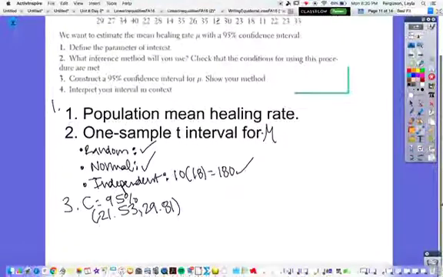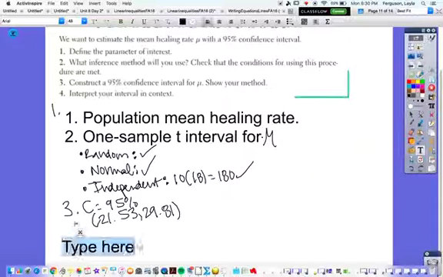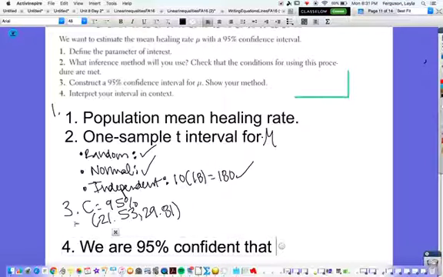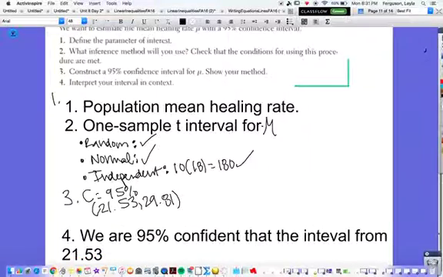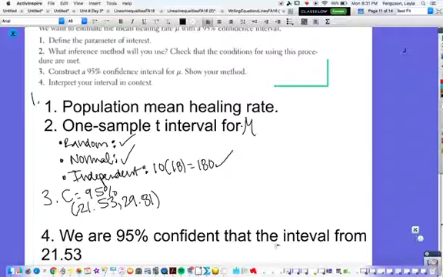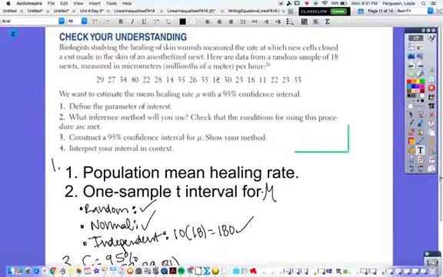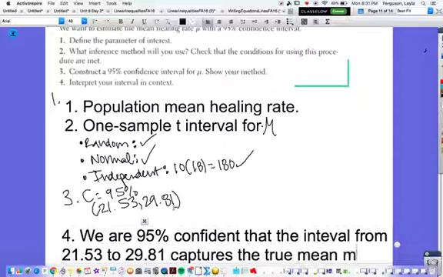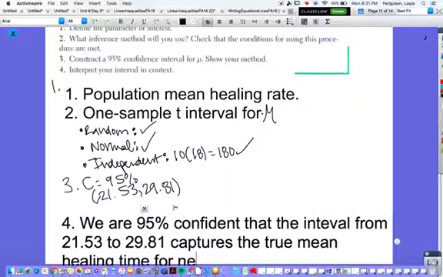And then for 4, it says interpret your interval in context. So I'm going to type that one out. We are 95% confident that the interval from 21.53 to 29.81 captures the true mean healing time for newts.